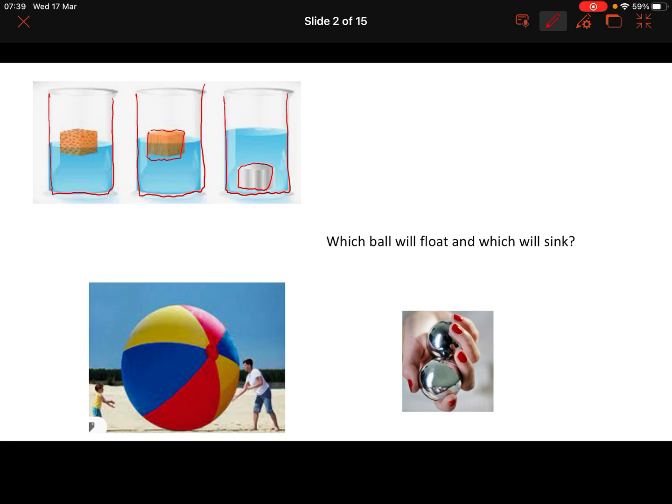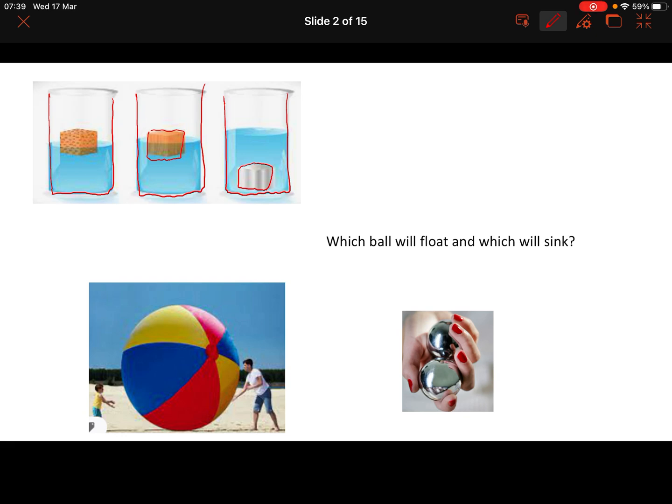Look at this beach ball. This beach ball is taking up a huge volume, but it's probably very light, so that won't sink, because the density, the amount of weight per volume, is much lower than water. Whereas these metal balls, which are really small, will sink because they have quite a high weight compared to the amount of volume they take up, more than water does. So those ones will sink to the bottom.